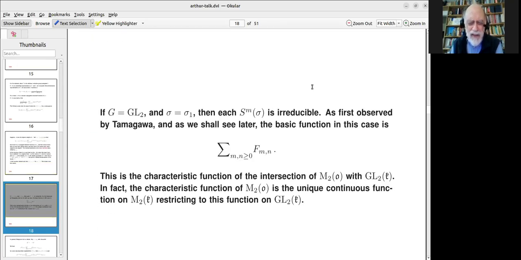So if G is GL2 and I take sigma to be sigma 1, then each symmetric power of sigma is irreducible. And so as Tamagawa pointed out, that tells you almost immediately that the basic function is the sum of all the f_mn's where m and n are non-negative integers. And this is the characteristic function of the intersection of the matrix integers with GL2(k). And in fact, the characteristic function of the matrix integers is a unique continuous function on the matrix algebra which restricts to this function on GL2(k). That's the general recipe which follows for all examples of the basic functions.